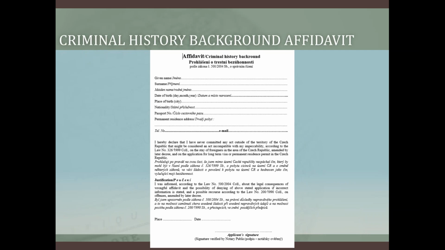Just fill out the top, your name, your last name. You can skip maiden name if you don't have one, your date of birth in day, month, year format. Your place of birth should have the city and the state if you're from the U.S. And all of the information should match what you have in your visa application form.